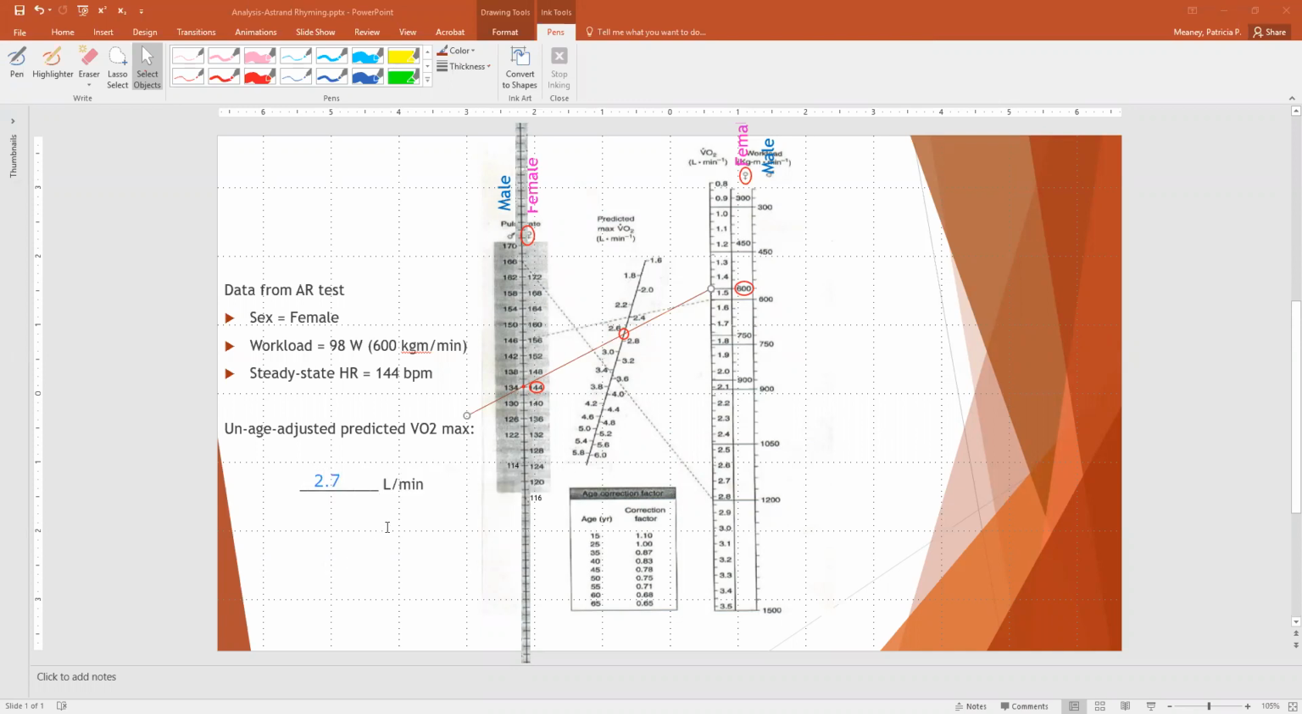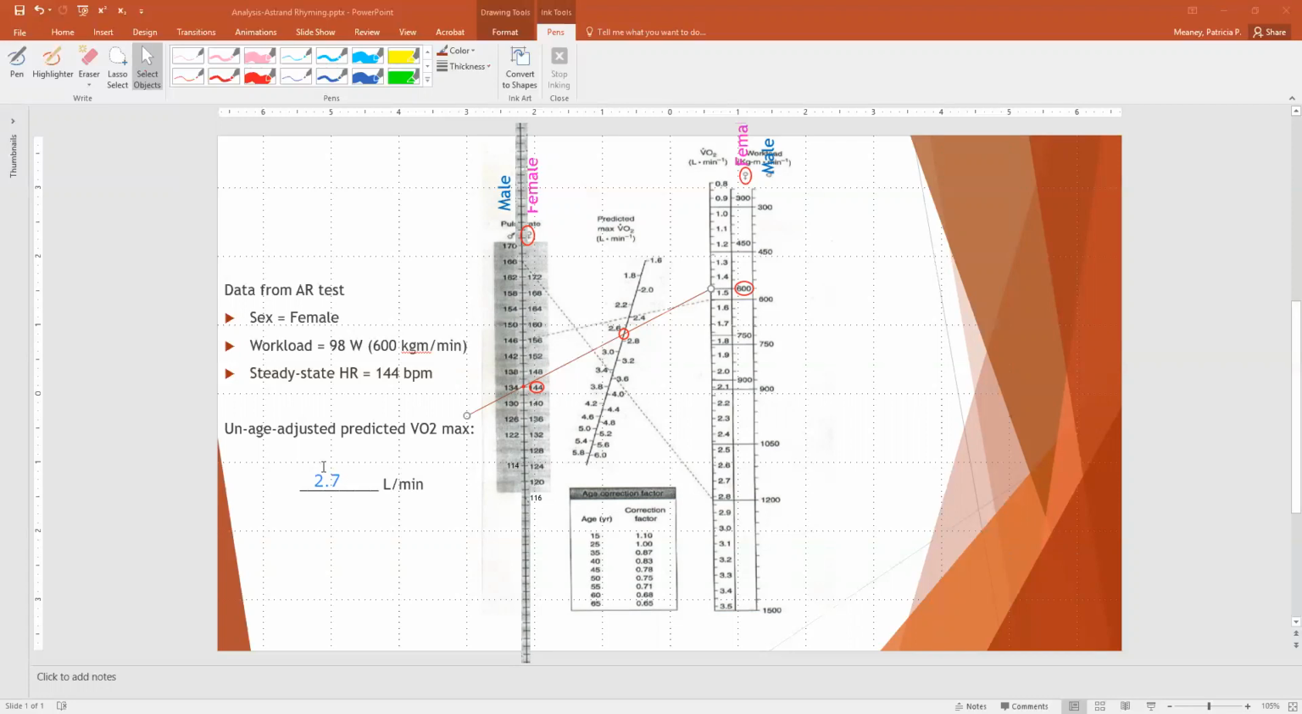So my participant's unage-adjusted predicted VO2 max is 2.7 liters per minute. Another thing worth noting here is that because our units are liters per minute, we know that this is an absolute VO2 max value. So I could say that their unage-adjusted predicted absolute VO2 max is 2.7 liters per minute.